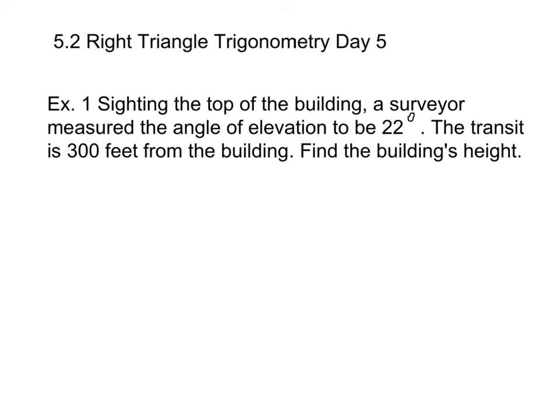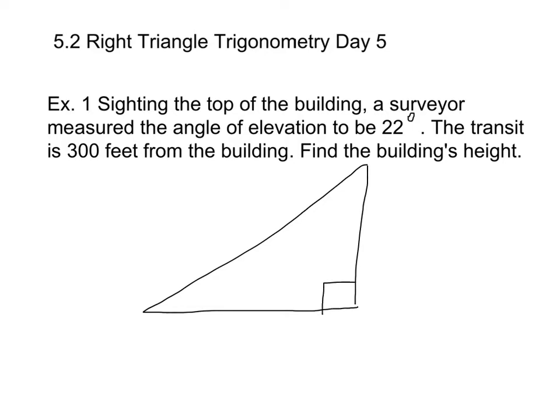The first example says, sighting the top of the building, a surveyor measured the angle of elevation to be 22 degrees. The transit is 300 feet from the building. Find the building's height. What you're going to notice is that a lot of these problems, you want to draw, and basically we're doing a right triangle. And this side will be your building. And here's your transit. And then you label the triangle.